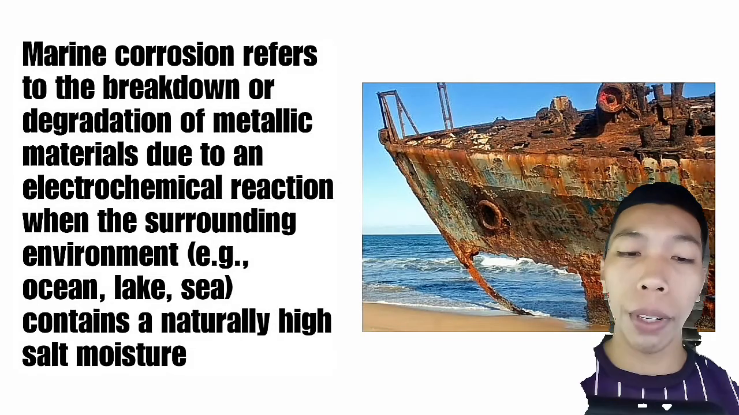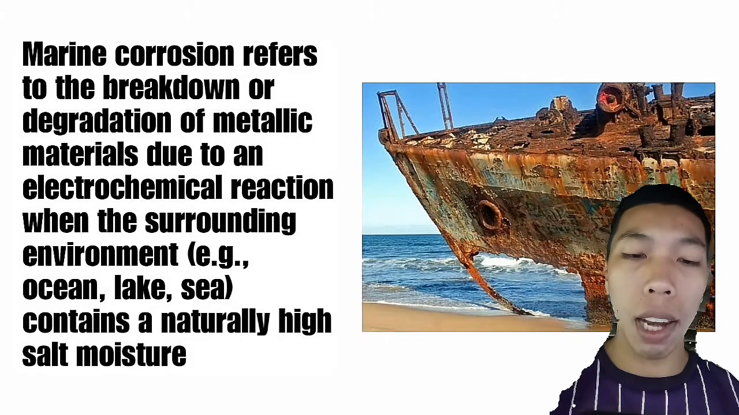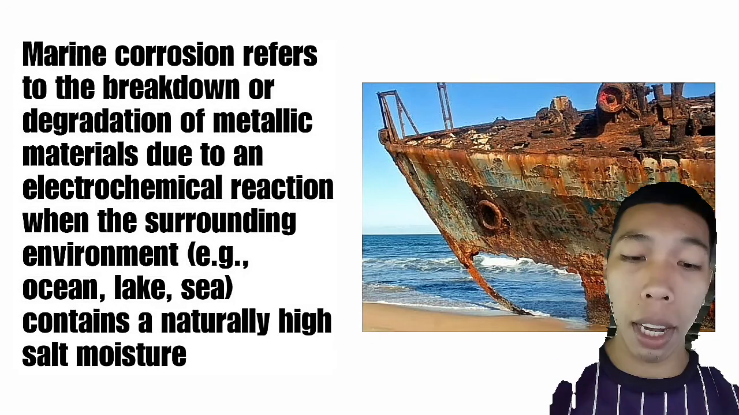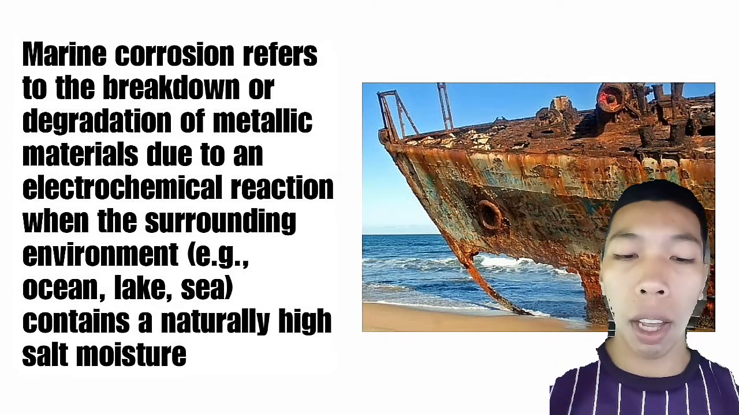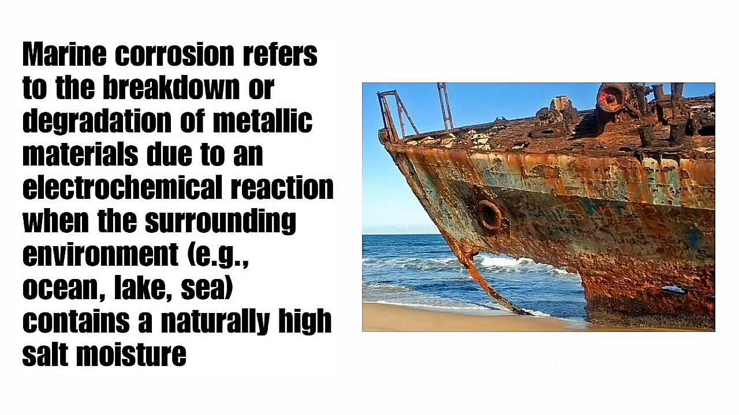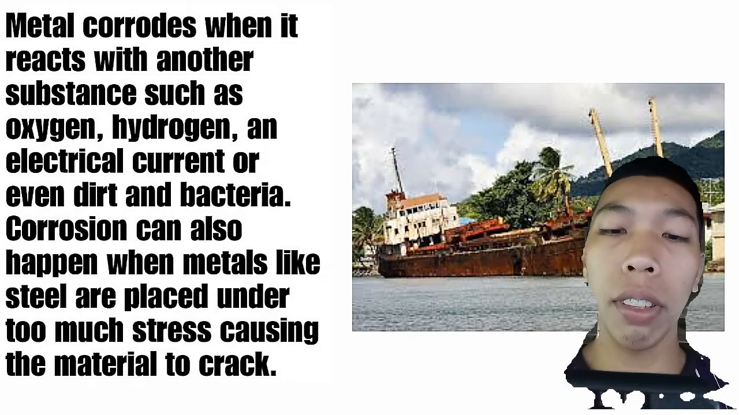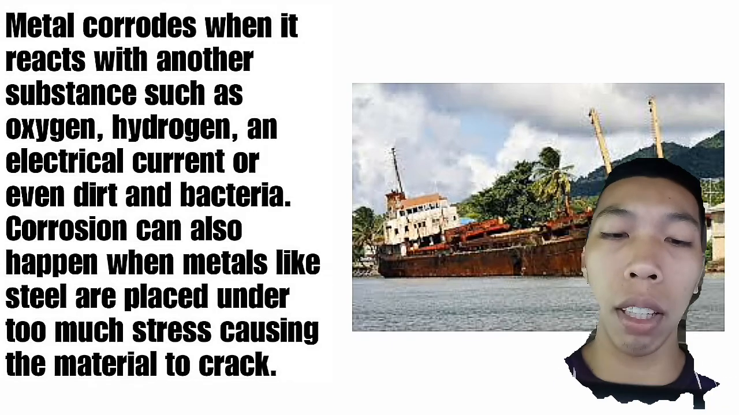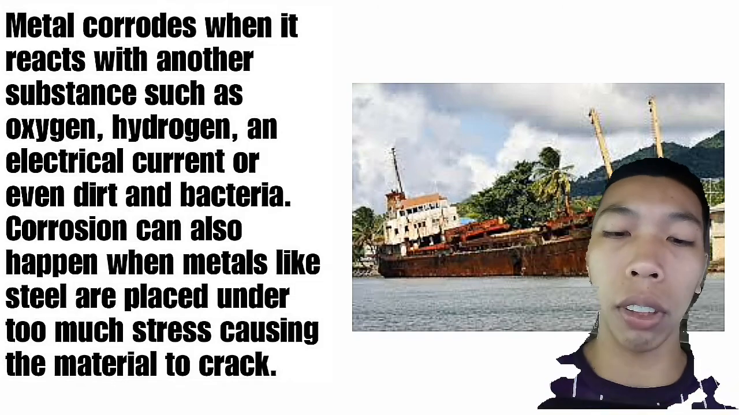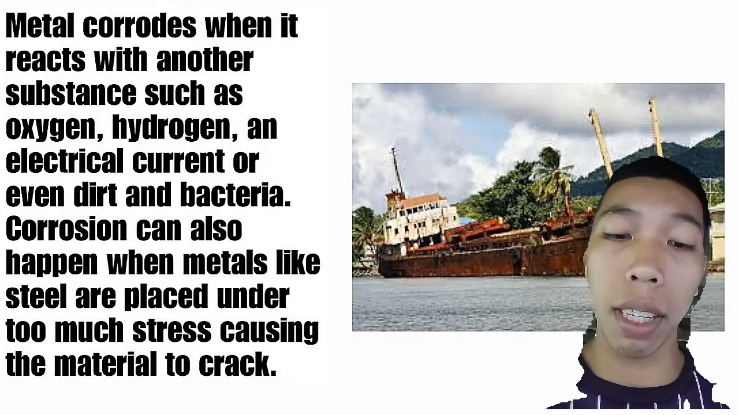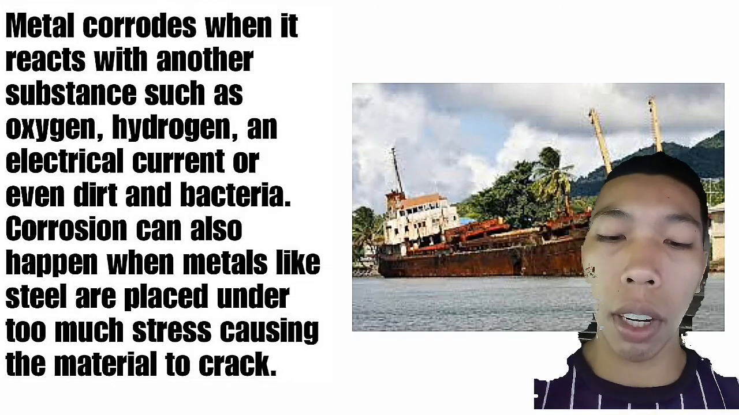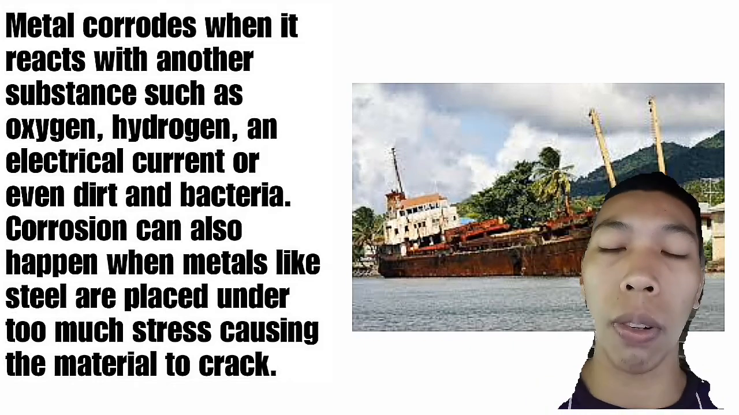Marine corrosion refers to the breakdown or degradation of a metallic material due to an electrochemical reaction when the surrounding environment is the ocean. Metal corrodes when it reacts with another substance such as oxygen, hydrogen, an electrical current, or even dirt, and bacteria. Corrosion can also happen when metals like steel are placed under too much stress, causing the materials to crack.